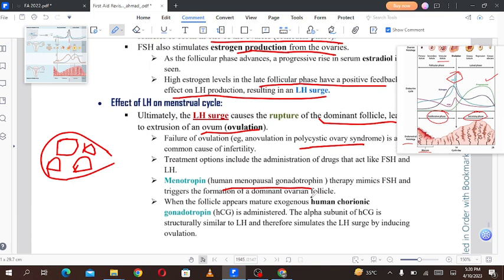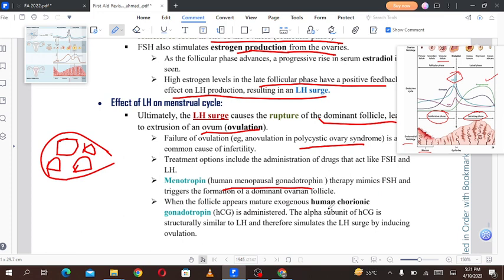Treatment options for the PCOS include the administration of drugs that act like FSH and LH. So they can be menotropin or HCG analogs. Menotropin is the human menopausal gonadotropin therapy, which mimics the FSH and triggers the formation of dominant follicles. So if we are giving the menotropin, it will lead to the formation of the dominant follicle. So there will be follicular growth and then there will be development of some dominant follicle.